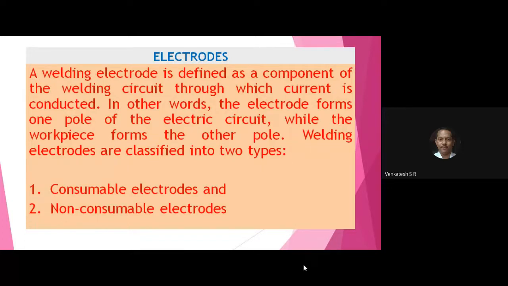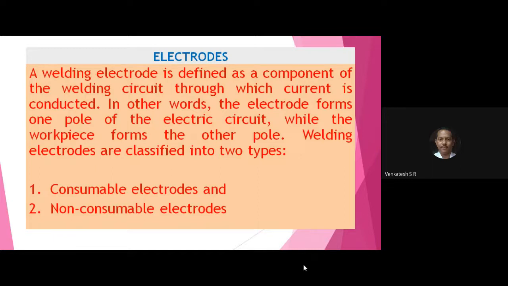and the electrode. You know that the workpiece and the electrode are very, very important. So the electrode becomes one pole and the workpiece becomes the other pole. So in DC current, you require minimum two poles. This is very, very important, and thereby completing the electrical circuit, so that you can establish the arc.